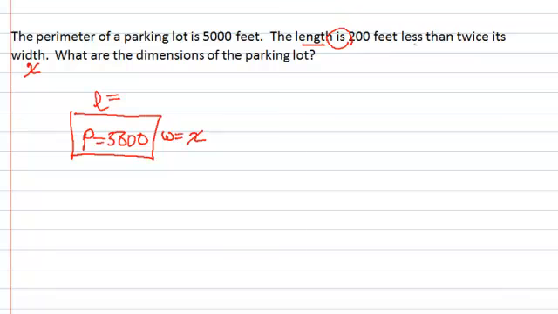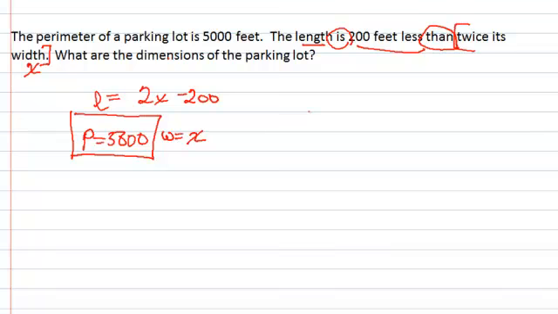The length is 200 feet less, so I'm going to subtract 200 feet from something, because that "than" is switching the order. And then we've got twice its width, and twice its width is 2x. So that should look sort of familiar.